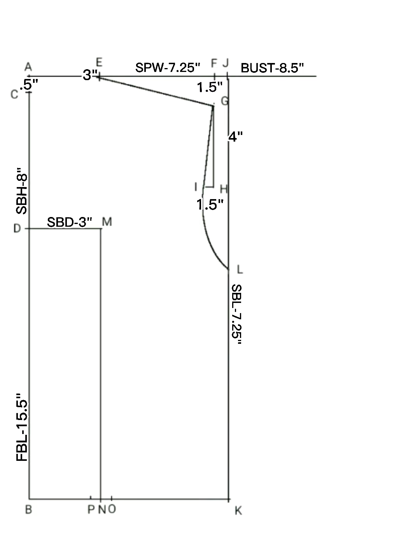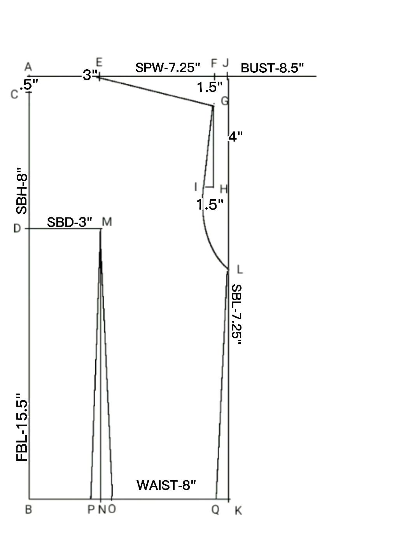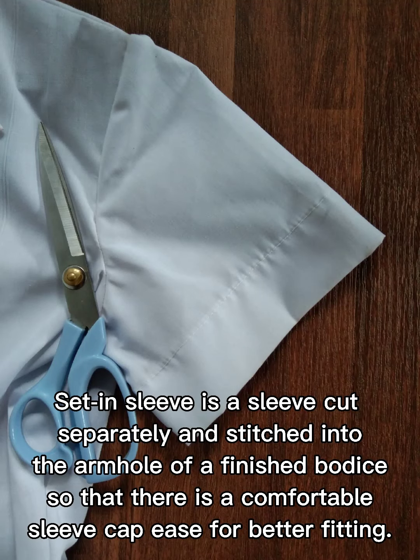Same procedure with the front pattern. Point Q is 1/4 of your waist circumference, which is 7 inches plus 1 inch for dart measurement. Connect L to Q and curve the neckline by using French curve. This is now the back body's pattern.